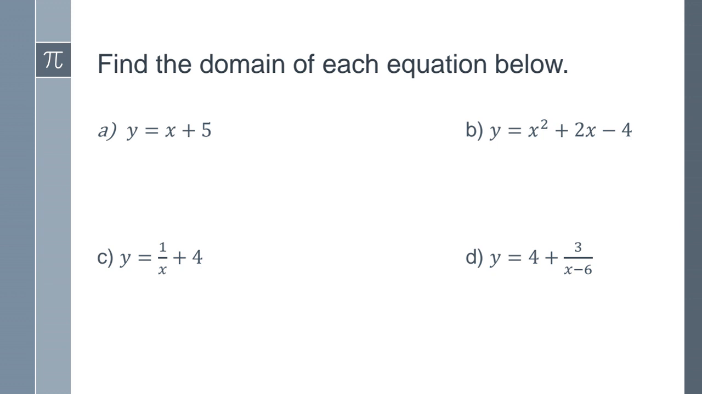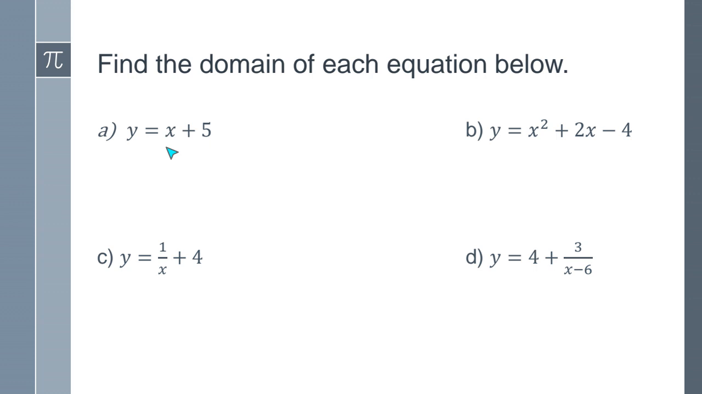So if we look at the first one, this one here, A, let's ask ourselves those questions. Number one, do we have any fractions with the denominator as a variable? So that answer is no, there's no fractions. The second question, do we have any square roots involved here with the variable inside of the square root? The answer is no.